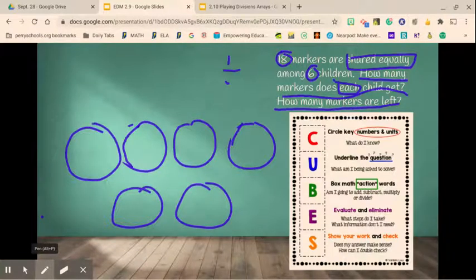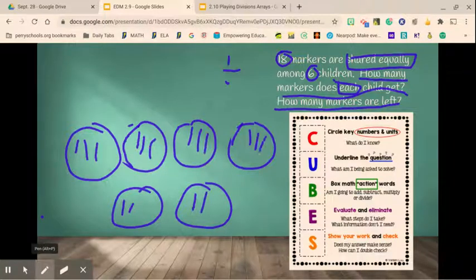All right, so now that I have my 6 children represented by the 6 circles, I am going to take my 18 markers and split them equally. So I'm going to say 1, 2, 3, 4, 5, 6, 7, 8, 9, 10, 11, 12, 13, 14, 15, 16, 17, 18. When I do this and split it equally, each child gets 3 markers, and then I didn't have any left over. I was able to split them equally.